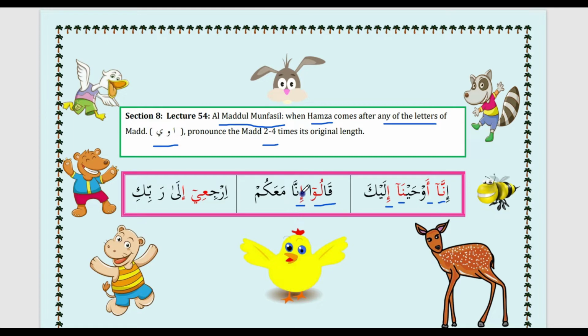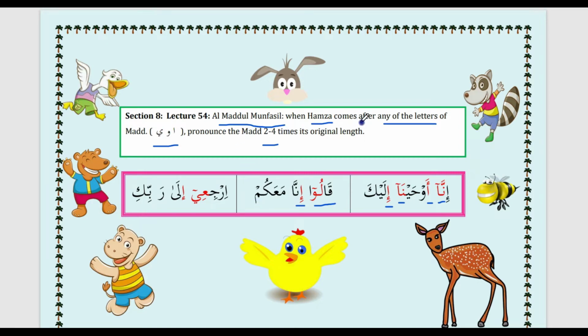So basically, the Hamza is coming after the Waw. The Waw has the value in this ayah. The Alif doesn't have the value in this ayah. It has a written value, not a recitation value. So the one that has the recitation value is the Waw. So Hamza is coming after the Waw. So we say either قالوا إنا معكم, or we say قالوا إنا معكم.